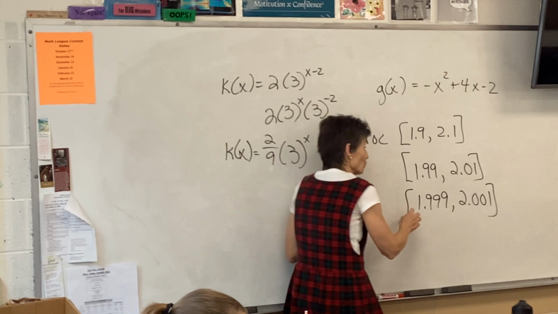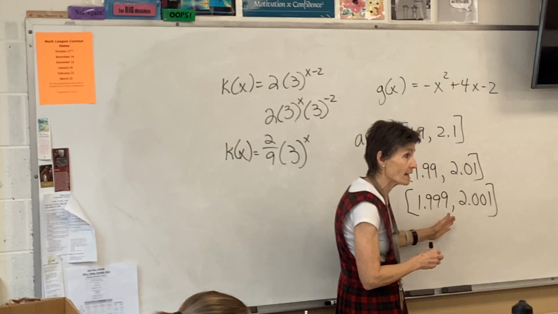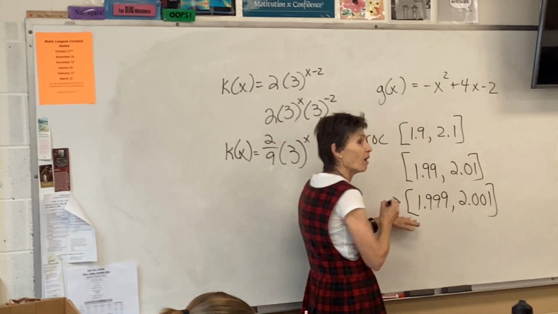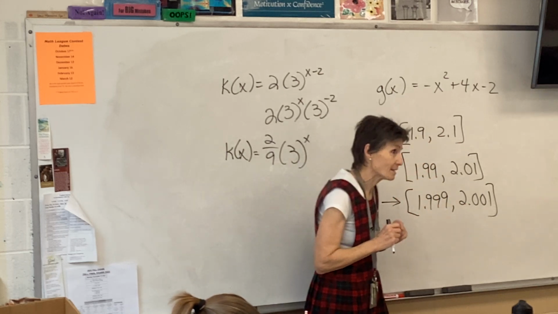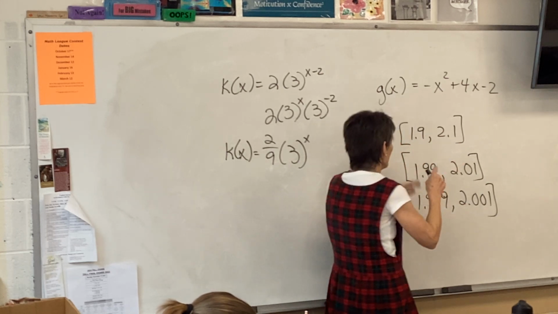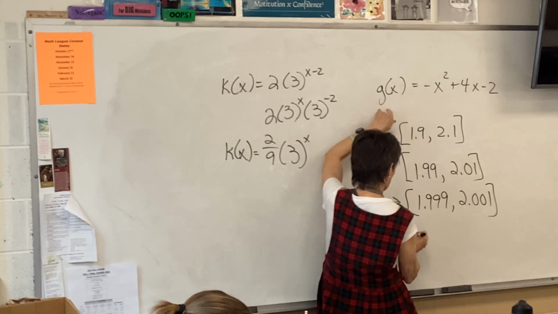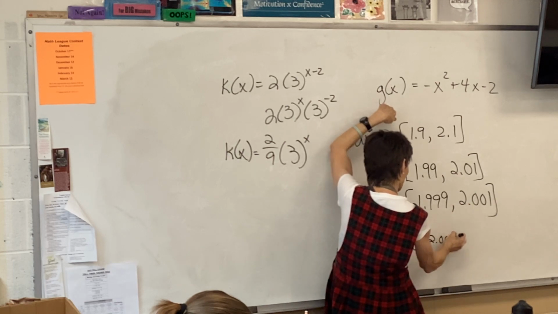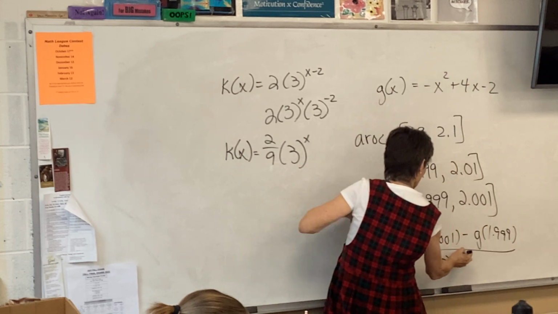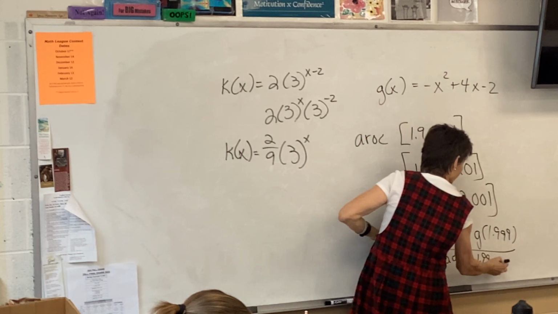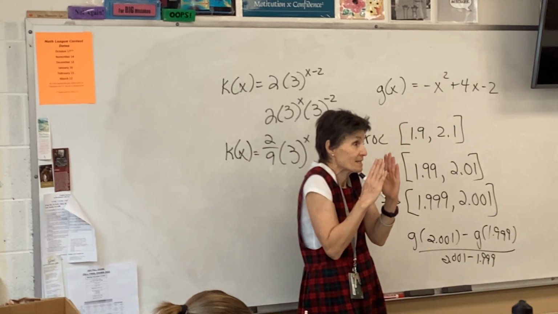But if we get really close, and you can get as close as you want, so you could do 1.999. I would at least go this far, but then you can even get closer to 2, and that will approximate the rate of change. So what we do again, go back to your function, and you would find g of whatever number, like 2.01 minus g of 1.999, and divide that by 2.01 minus 1.999. You would actually find the rate of change using these numbers that you have squeezed in on.